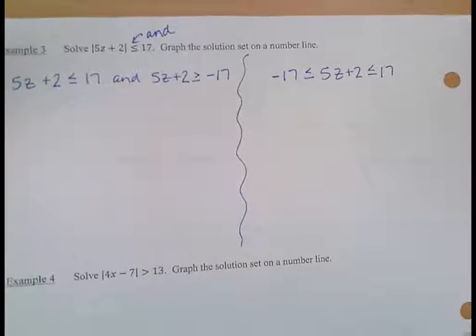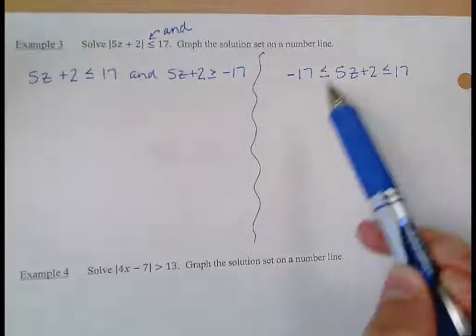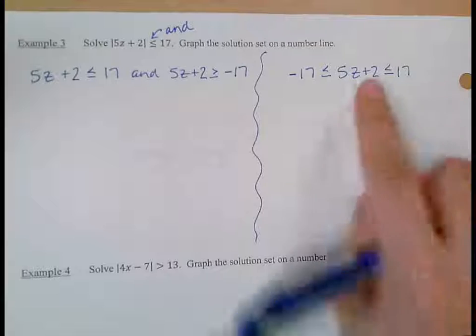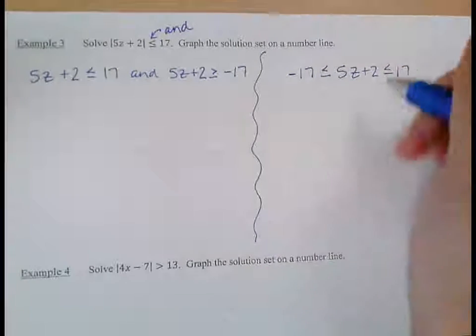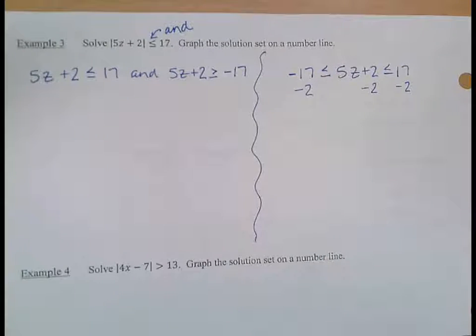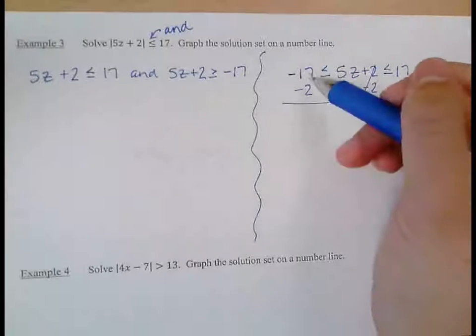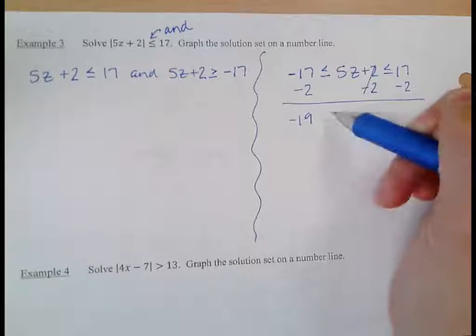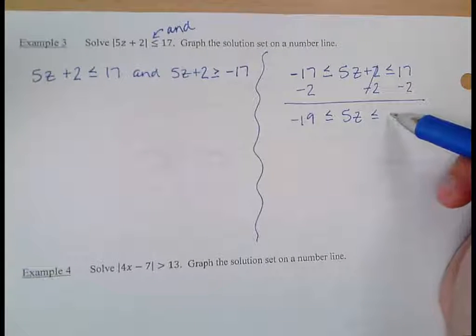And then if we solve this, just to review from yesterday how this solution set looks, I'm going to solve it using the second method where it's combined. In this method, I need to get the variable by itself in the middle. So I would first need to subtract 2, and that means I also subtract 2 from both sides. It cancels out in the middle. On the left, I'm going to have negative 19 is less than or equal to 5z is less than or equal to 15.